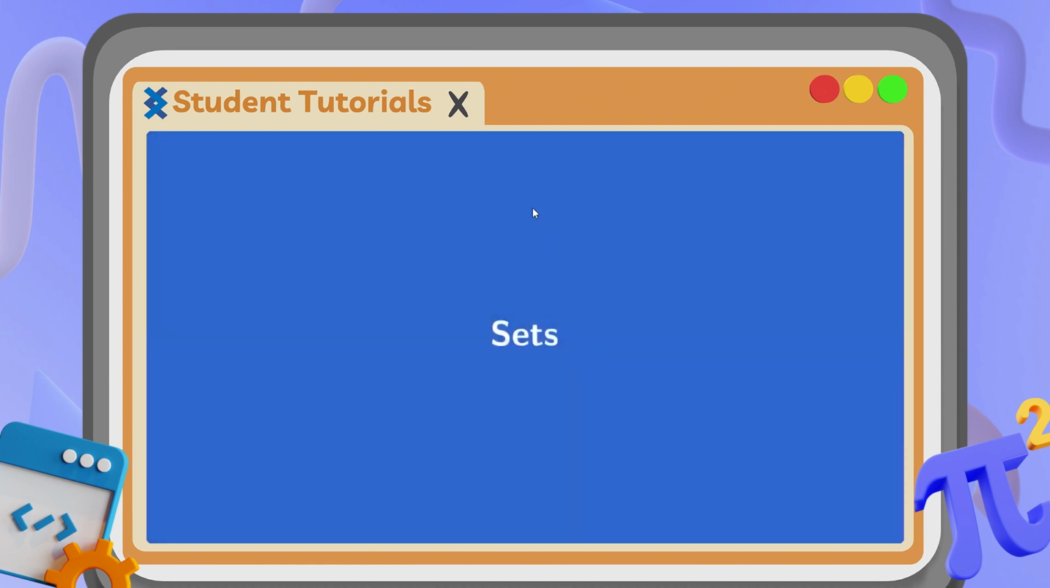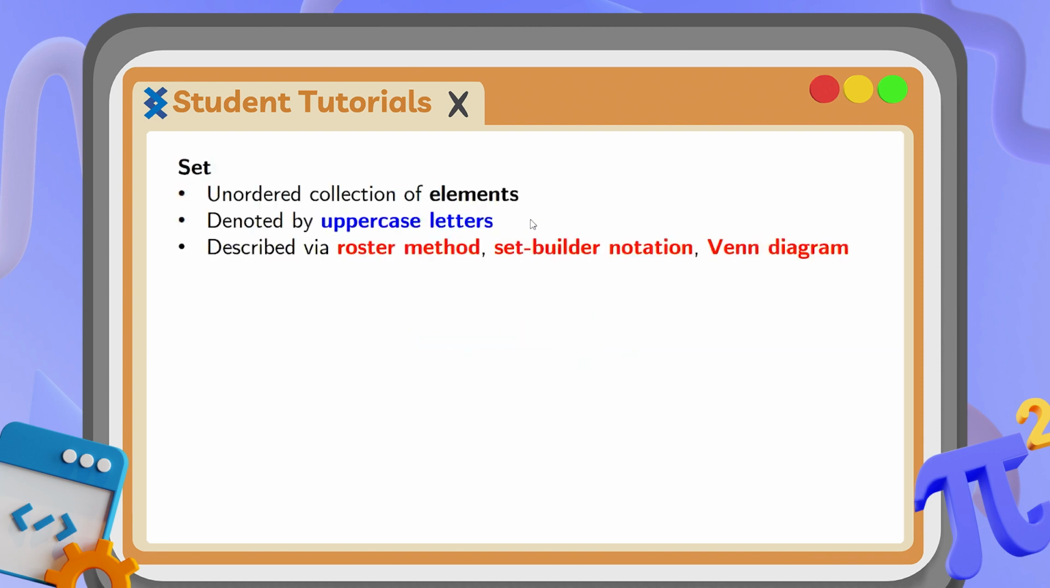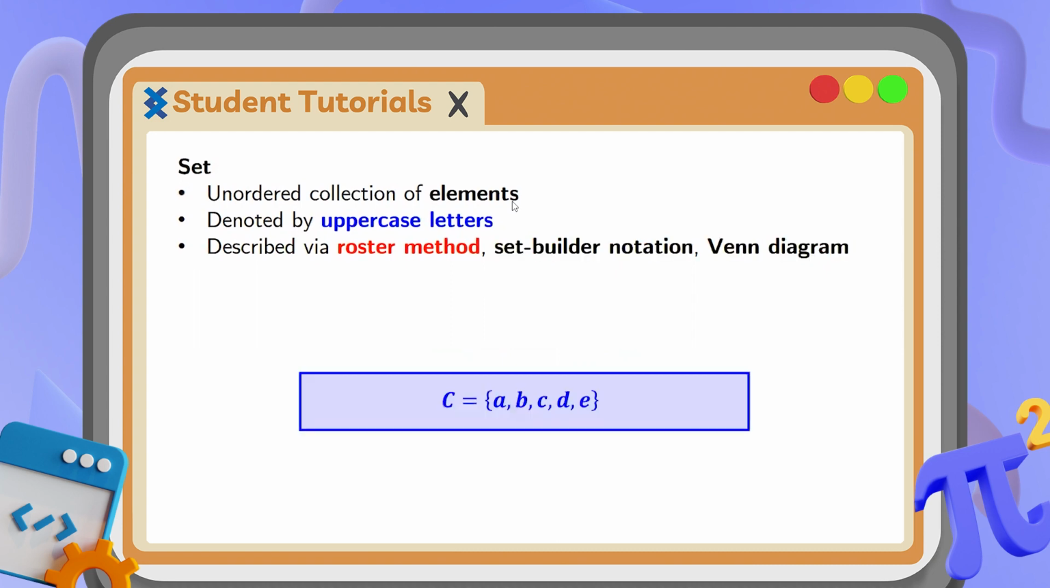Hello, this video will be discussing sets, terminologies, and their applications. First, we have the terminologies. So first, we define sets to be an unordered collection of elements which are denoted by uppercase letters. And it can be described via three different methods. First, we have the roster method, which lists down all the elements in the set.